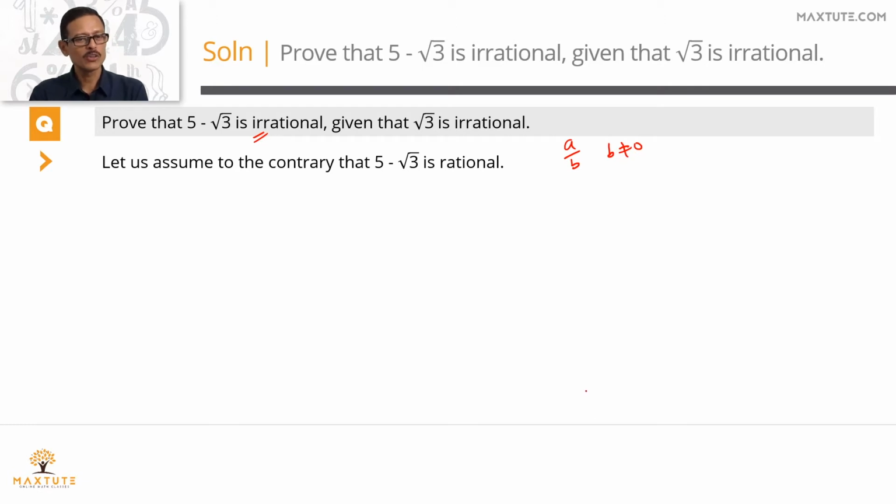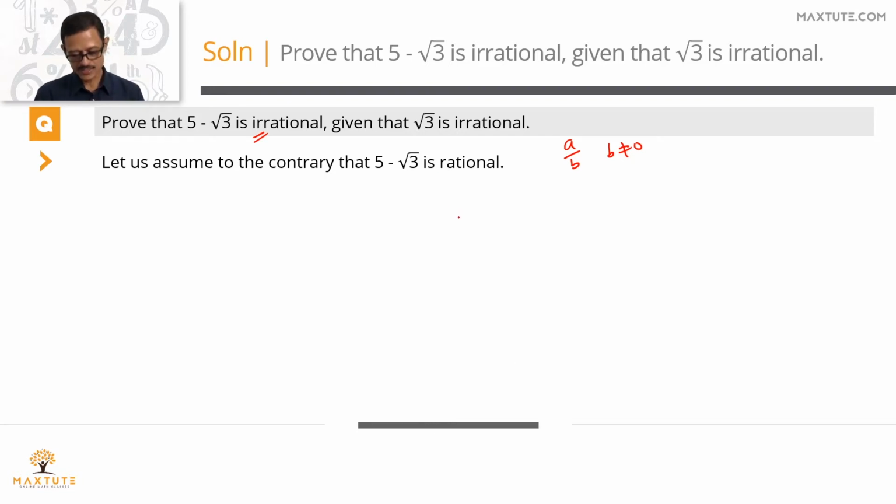So what is the objective? How are we going to go about it? We're making this assumption and we'll end up with this scenario to check out whether we're getting root 3 is rational or irrational. If we get to the contrary of what root 3 is, then we know that our assumption is incorrect, and therefore we can say the correct answer is 5 minus root 3 is irrational. Let's set about doing that.